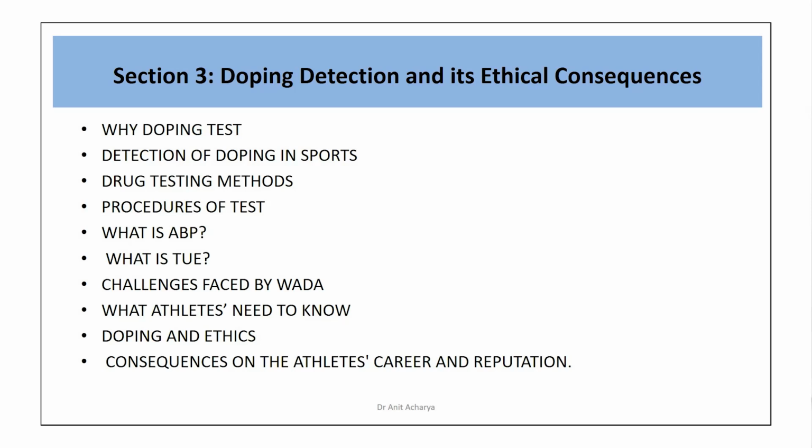A quick overview of what we will be talking about in today's section: we will start with why doping tests have to be done, detection of doping in sports, drug testing methods, the various methods which have to be dealt with, the procedure of the test, what is ABP, what is TUE, challenges faced by WADA, what athletes need to know, doping and ethics, and lastly the consequences on the athlete's career and reputation.